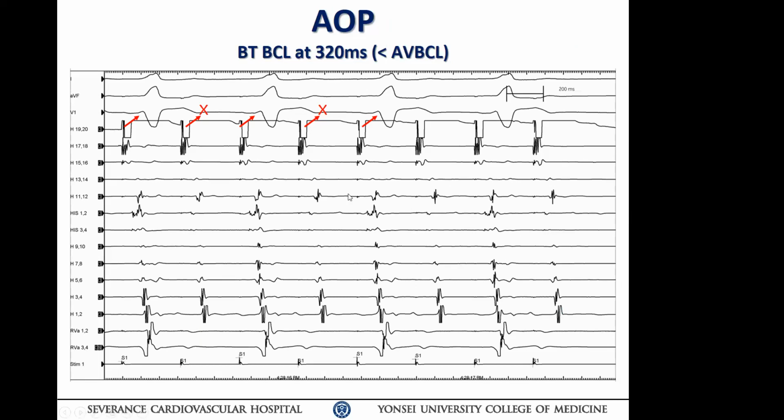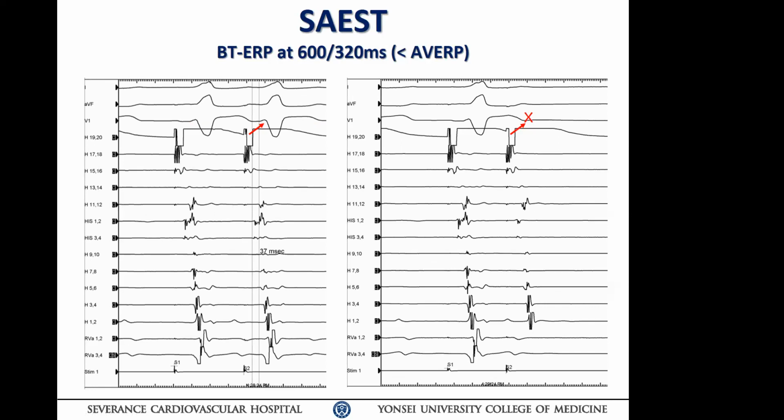With overdrive pacing, the bypass tract block cycle length is at 320. That is less than the AV block cycle length. There is no shortening of the QRS. In the single study, the bypass tract ERP is at 600 and 320. You can see the block here without QRS.